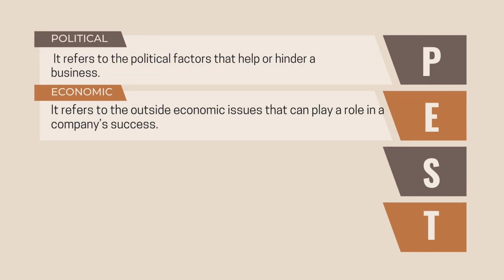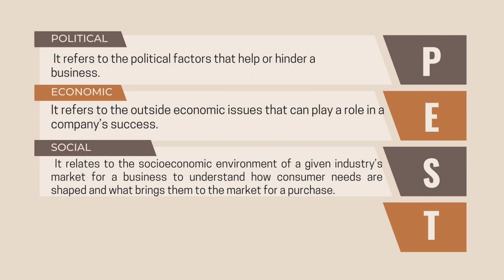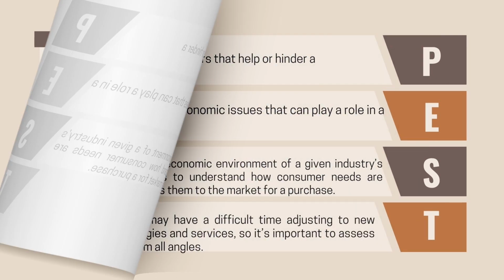The E is for economic. The E in the PEST analysis refers to the outside economic issues that can play a role in a company's success. The S stands for social. The S in the PEST analysis relates to the socio-economic environment of a given industry's market for a business to understand how consumer needs are shaped and what brings them to the market for a purchase.